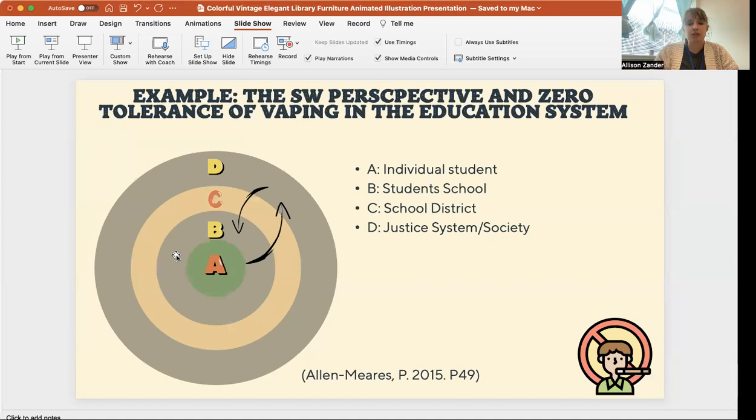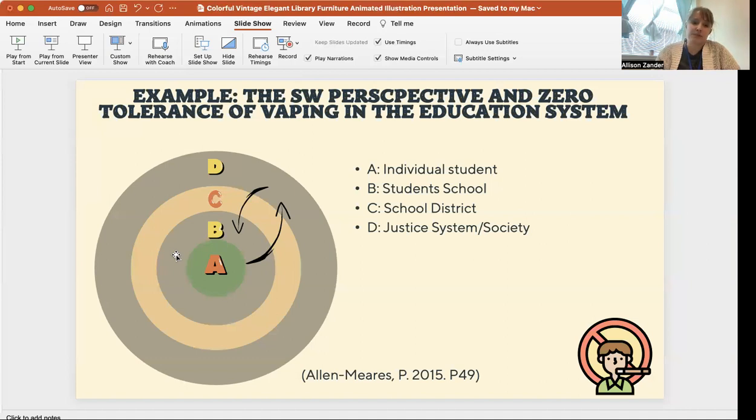So the example that I'm going to use is the social work perspective applied to zero tolerance of vaping in the educational system. As I'm working in schools and having kids in the school systems and having friends with kids, vaping is a huge, rampant problem, apparently. And of course, schools can't just sit back and not do anything about it, especially when those activities are happening on campus.